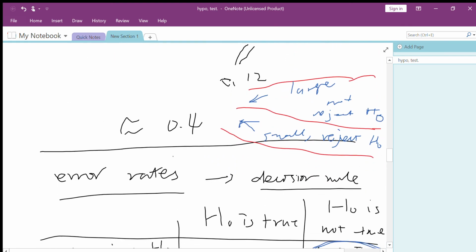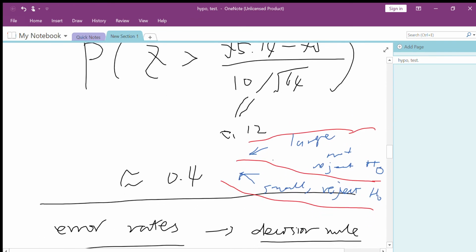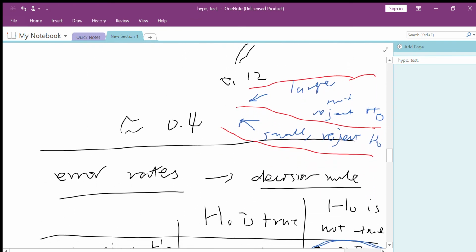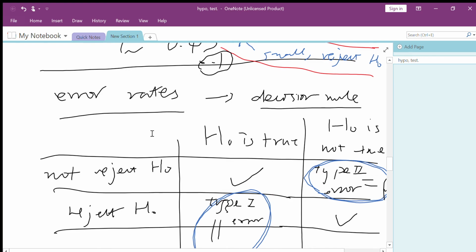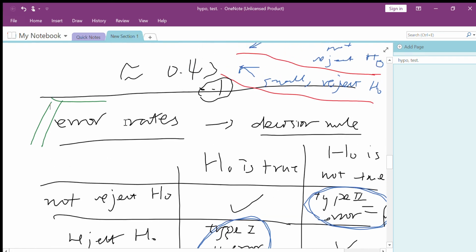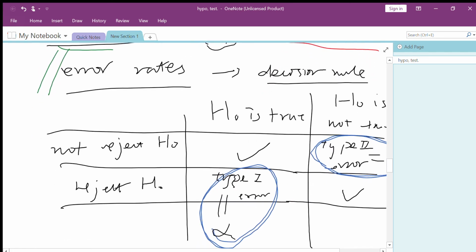This approach works. You can just set some critical value. For example, if you say 0.1 is small, then 0.4 is greater than 0.1, so we say it is large, and we do not reject null. But in statistical testing, another way to do it is the decision rule way.